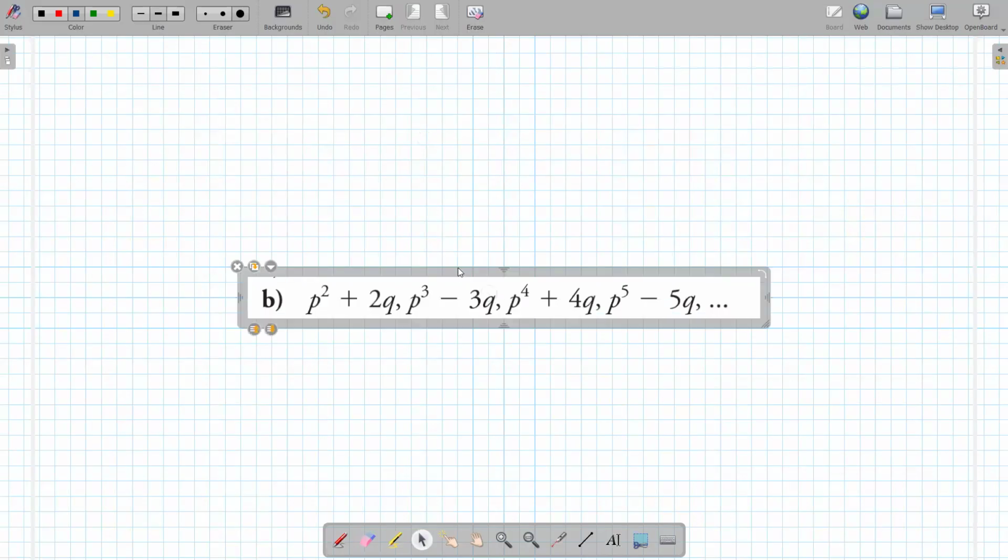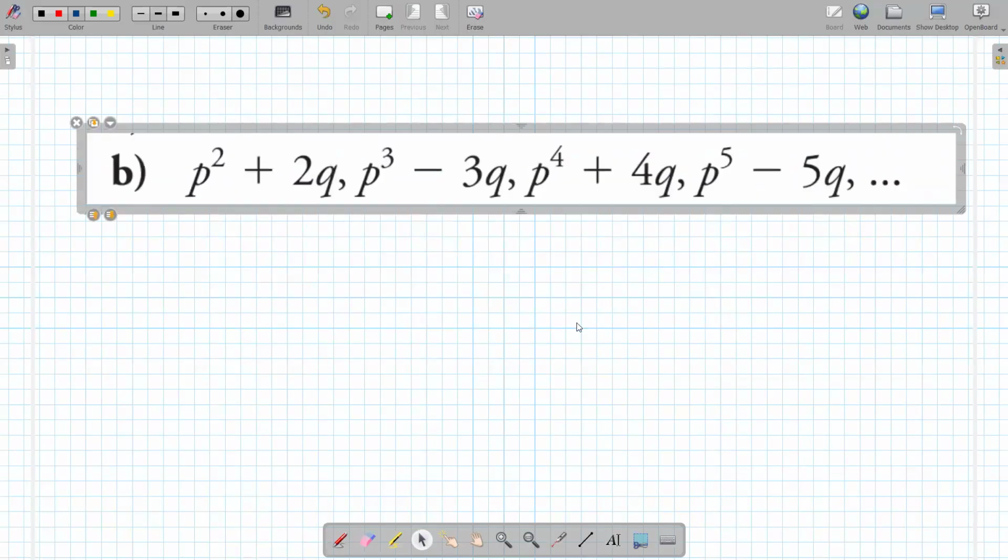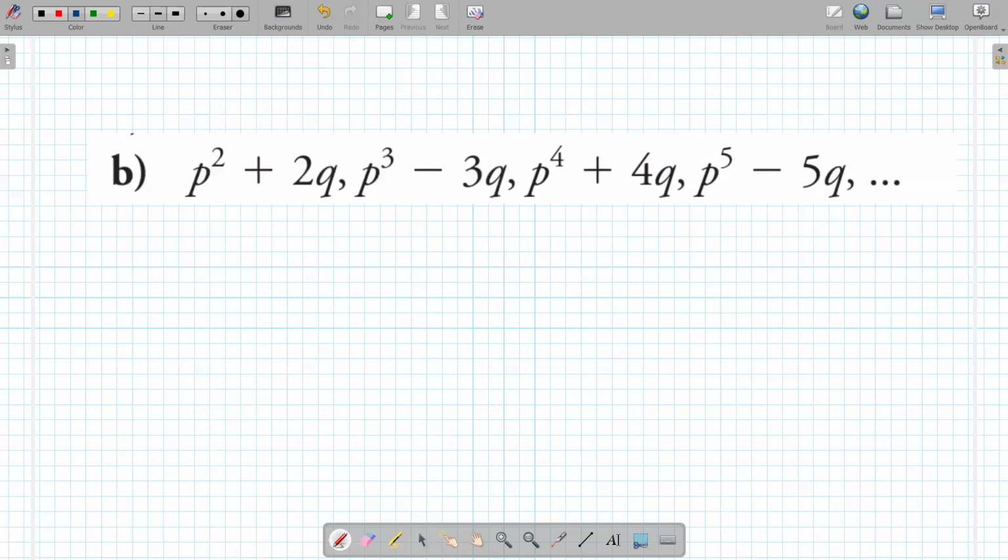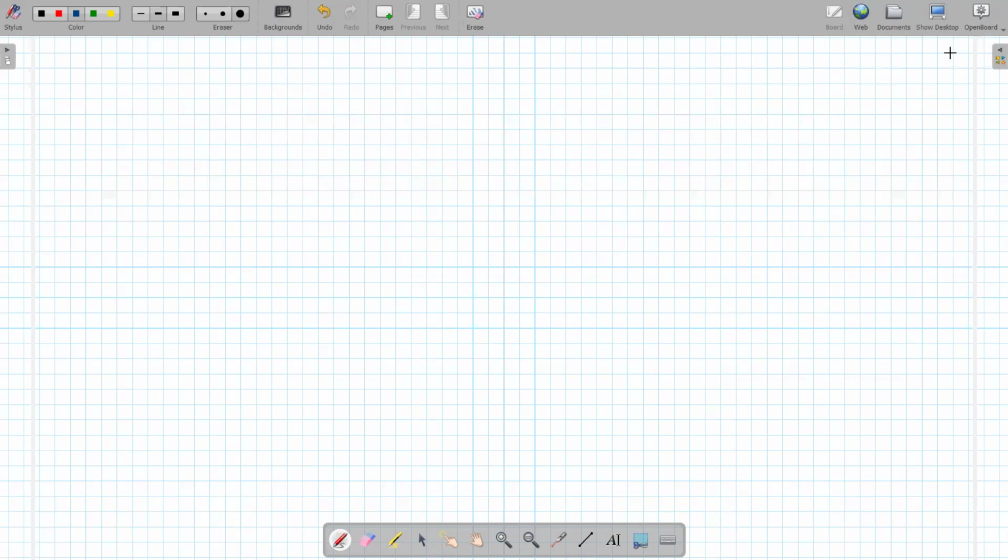This one's fairly simple as well. What's the next term? Minus 6 cubed. Is it going to be minus or plus though? If you look at the pattern, plus. It'll be plus.